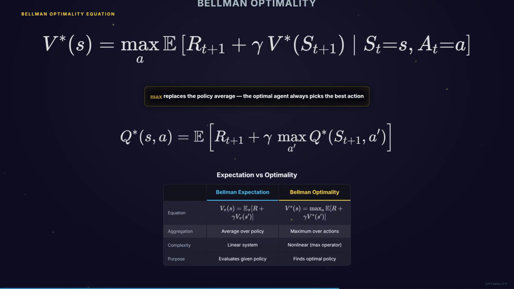Compare these with the expectation versions. The only difference is that the policy average becomes a max. That single change, from expectation to maximization, is the entire difference between evaluating a policy and finding the optimal one. The Bellman optimality equations are nonlinear because of the max operator. This makes them harder to solve than the expectation versions, but they're the foundation of algorithms like value iteration and Q learning that we'll meet in future episodes.